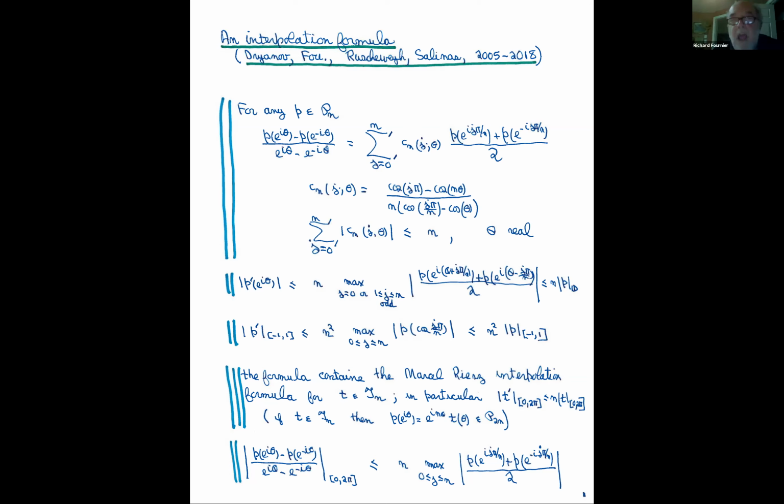If you apply our interpolation formula with, of course, n replaced by 2n, what you get after a little bit of algebra work is the Marcel Riesz interpolation formula. And therefore, our formula implies also the inequality of Bernstein for trigonometric polynomials. It is well known that the inequality for trigonometric polynomials follows from the Marcel Riesz interpolation formula.